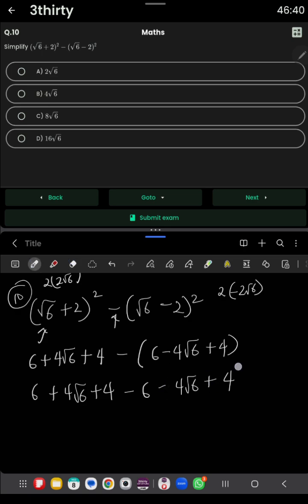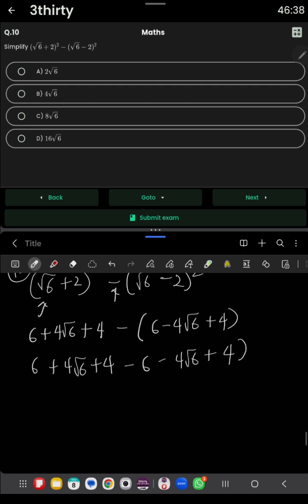Okay. So 6 minus 6, this goes away. 4 root 6, this goes away. So we have 4 plus 4, which is 8. 8 is not in my options. I might have made a mistake somewhere.